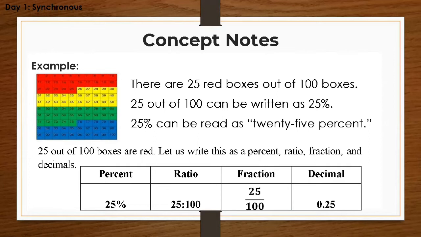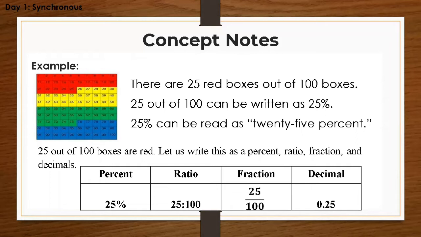Okay, so therefore, we have here the percent, ratio, fraction, and decimal example. So 25% can be written as 25 is to 100. And 25 is to 100 can be written in fraction as 25 over 100. And 25 over 100 can be written in decimal as 0.25 as we do the process of canceling or counting the zeros and moving the decimal point to the left. Okay? So now, eto ngayon yung pag-aaralan natin.